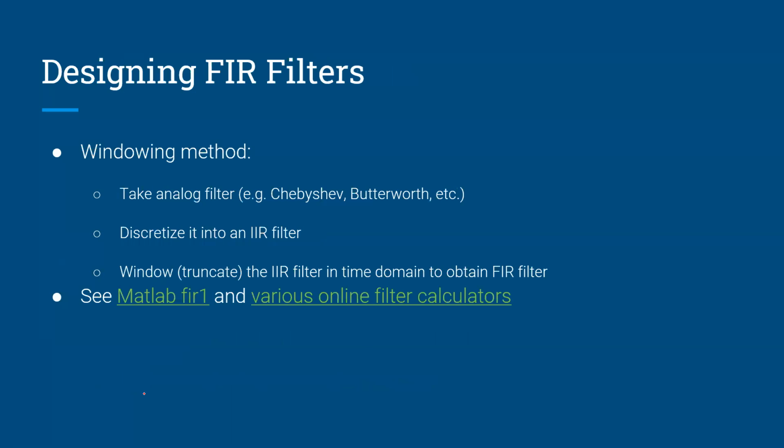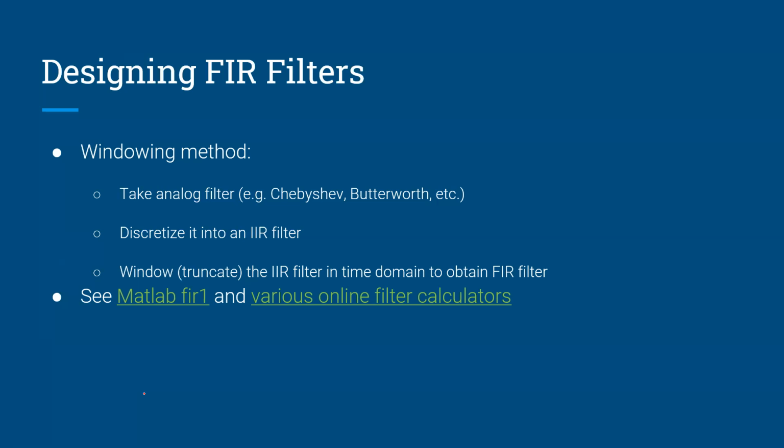Okay, so next we get on to how do we actually design FIR filters. Well, if you hopefully remember the strategy for analog filters, we typically use a known filter shape, like the Chebyshev or Butterworth filter, and we determine what our L's and C's should be based on that filter shape. So one particular way of designing an FIR filter is to take one of those analog filters and then discretize it into an IIR filter first.